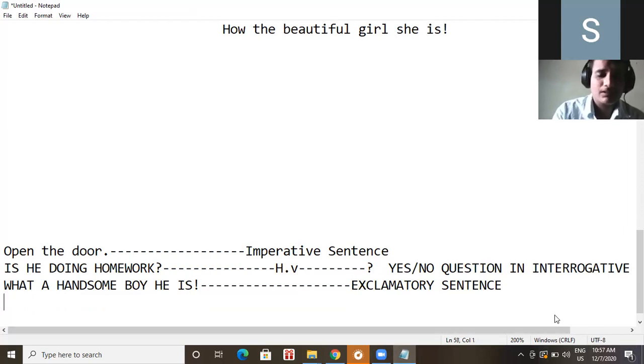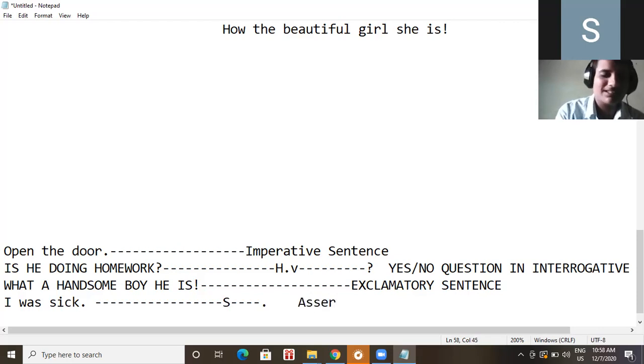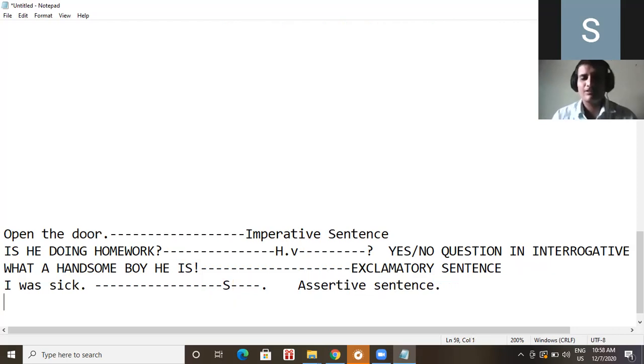I was sick. It starts with subject and ends with full stop. What type of sentence is this? Tell me. Yes, this is an assertive sentence. It is a simple statement. Do you understand? Yeah, good, very good.